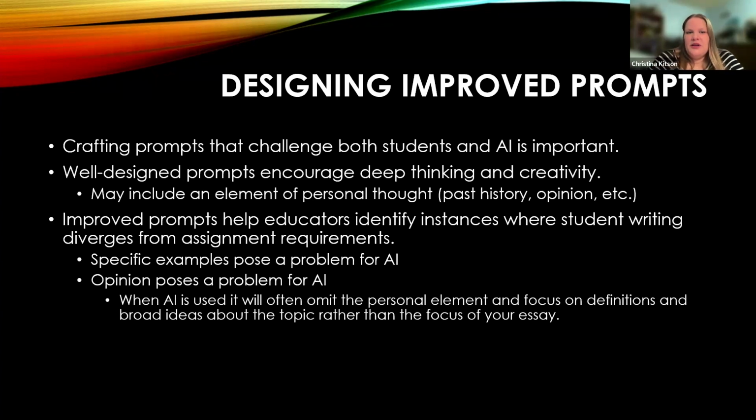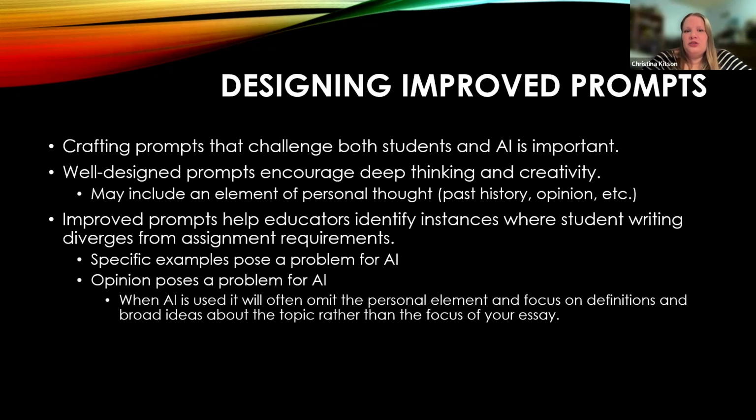Improved prompts can also help educators identify when students are kind of meeting certain factors, but maybe not meeting the assignment criteria. And you can put specific examples as one of those criteria. So whenever you ask for a specific example, AI is not always good at it. It can create content, but it can't always create a specific example from like, think about when you were in third grade. AI has no concept for that. And again, the opinion, it poses a big problem.